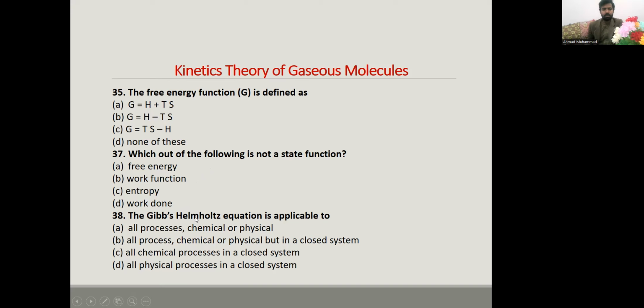The Gibbs-Helmholtz equation is applicable to all processes, chemical or physical, but in a closed system, or chemical processes in a closed system. And option D is all processes in a closed system. So the right option from these four options is B: all processes, chemical or physical, but the system should be closed.